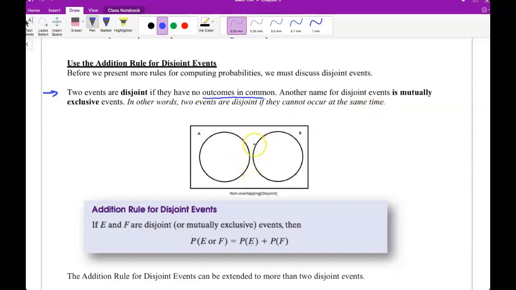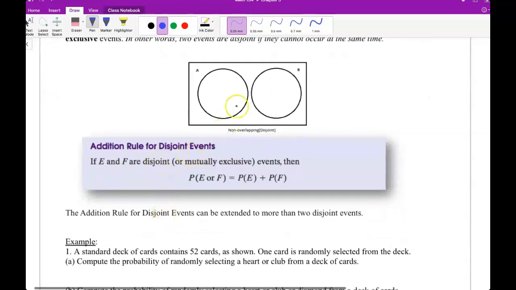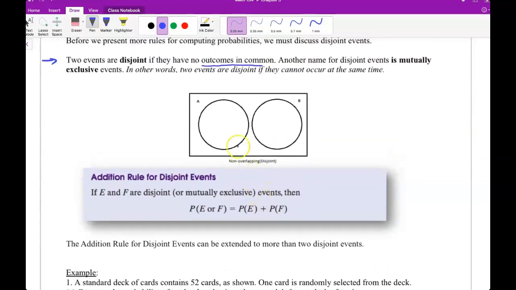So see here, in between these two we have nothing in common, and the rule is, the addition rule for these two events when we have nothing in common is probability of E or F is equal to probability of each one, so adding the probability of each one individually. Let's have an example for this part.